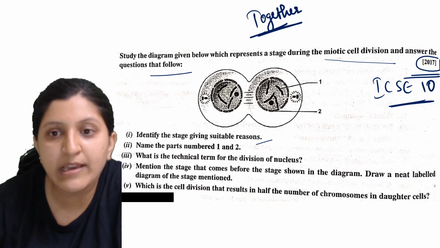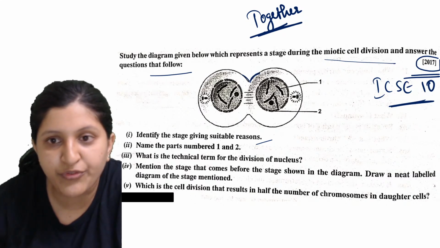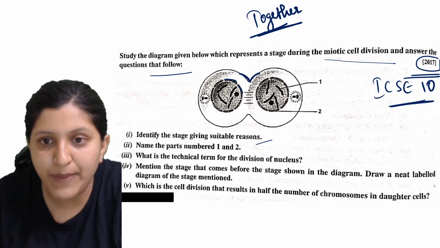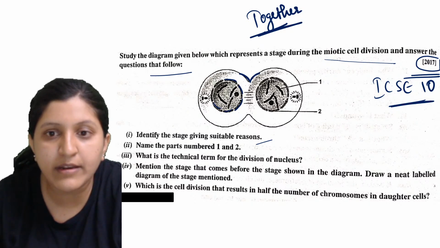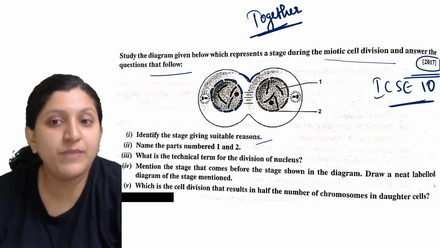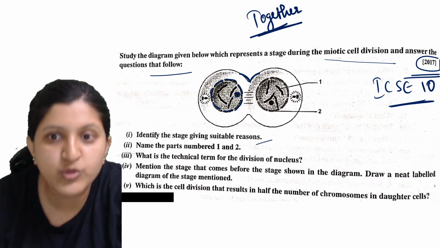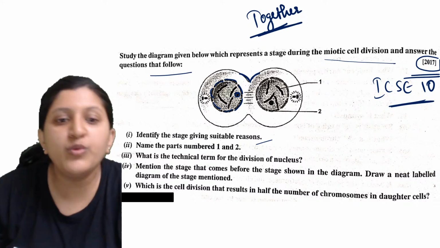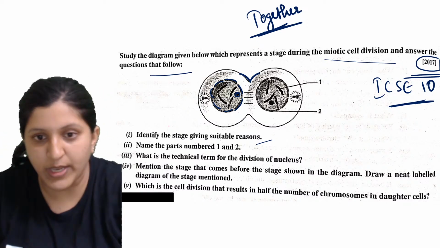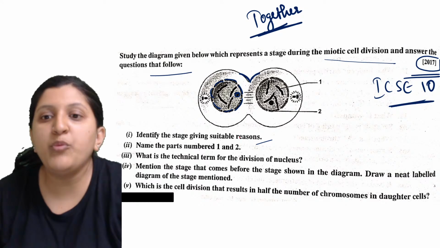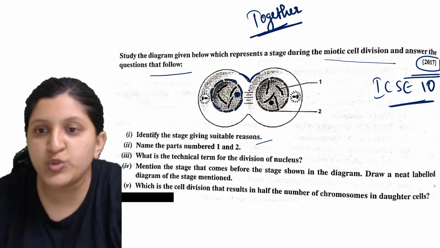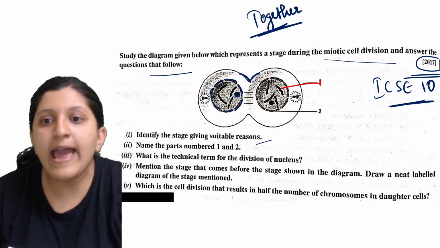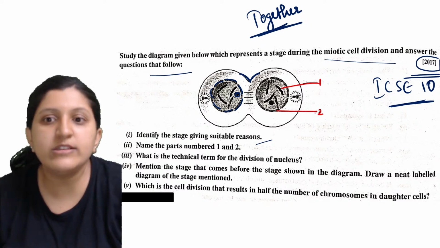So you need to make an observation with respect to furrow formation. You need to make an observation with respect to nuclear membrane reappearance. You need to make an observation with respect to nucleolus reappearance. So based on that, you can say which stage is this one. Okay, name the part numbered 1 and 2. So what is this one here? Okay, so what is this part and what is this part? So this you need to know.